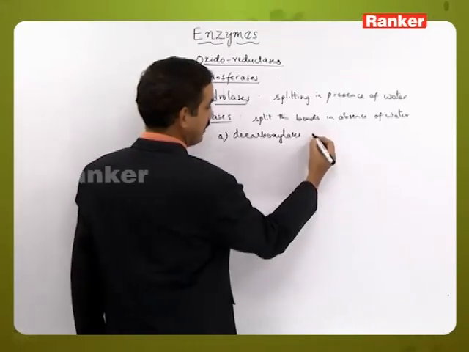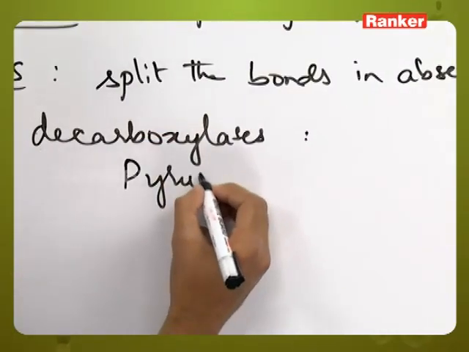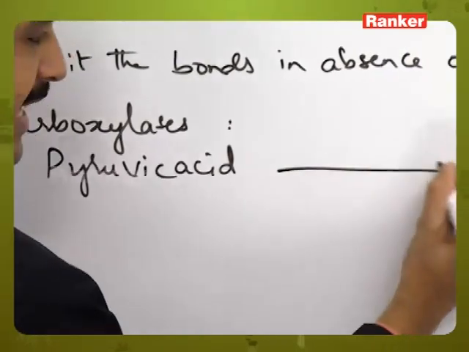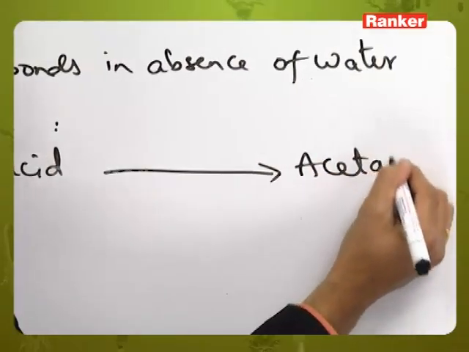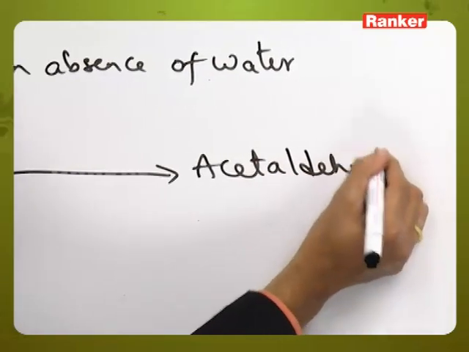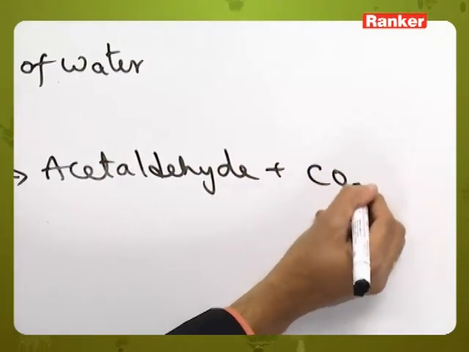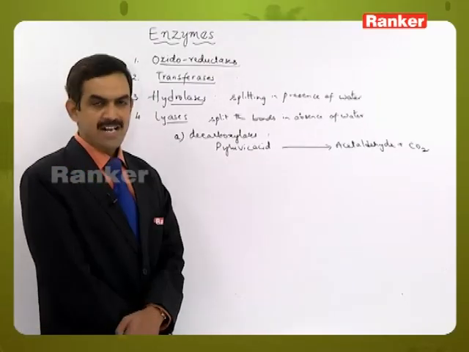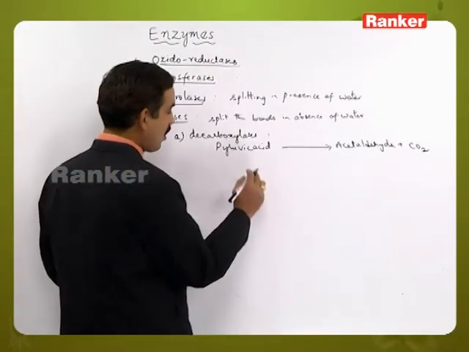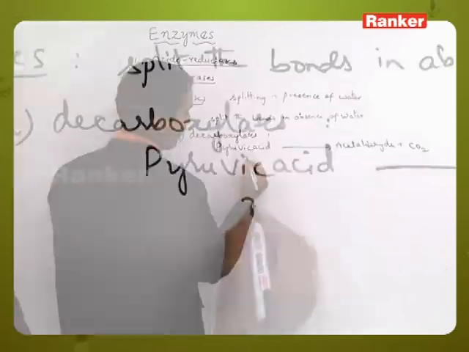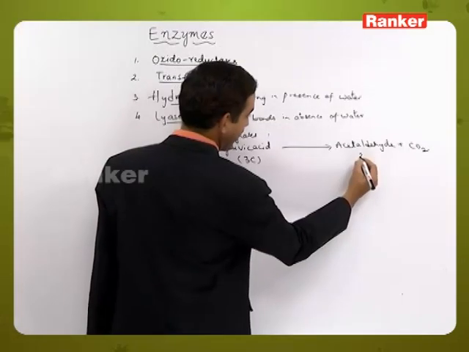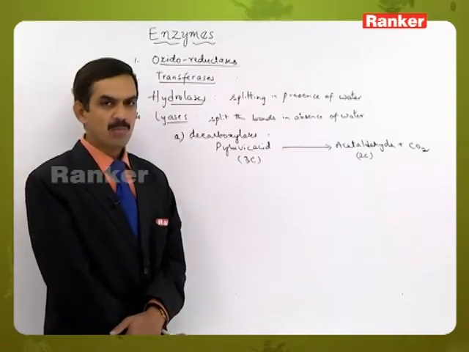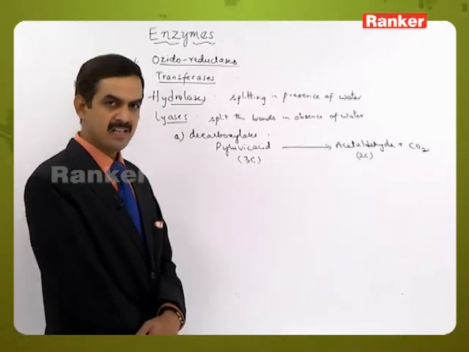Here, an example where pyruvic acid will be converted into acetaldehyde plus carbon dioxide. So this is a reaction of anaerobic respiration, where the bonds have been broken, because here the pyruvic acid is a 3-carbon compound, acetaldehyde is a 2-carbon compound. So the bonds have been broken, where carbon in the form of carbon dioxide has been released.